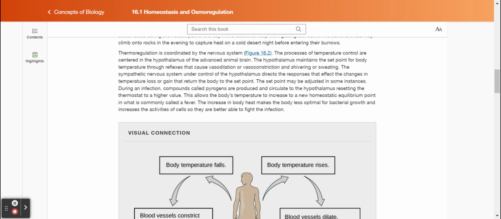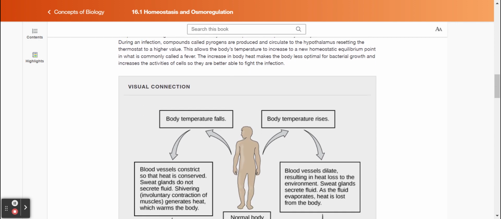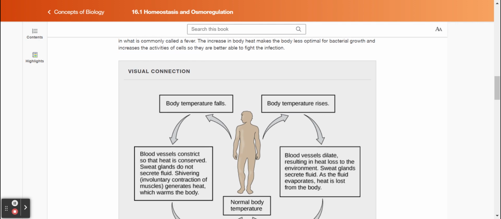The set point may be adjusted in some instances. During an infection, compounds called pyrogens are produced and circulate to the hypothalamus, resetting the thermostat to a higher value. This allows the body's temperature to increase to a new homeostatic equilibrium point in what is commonly called a fever. The increase in body heat makes the body less optimal for bacterial growth and increases the activities of cells so they are better able to fight the infection.